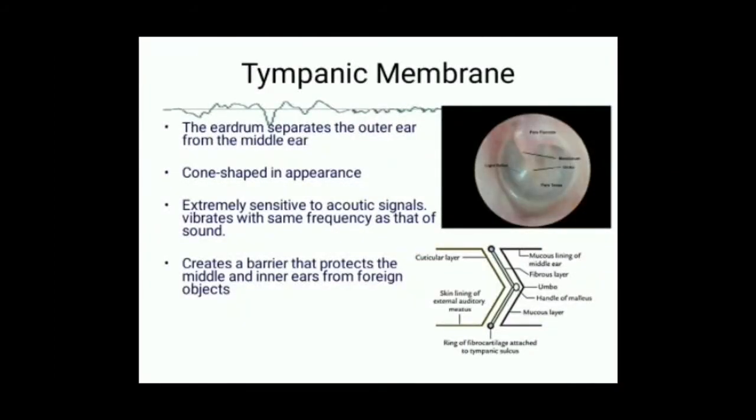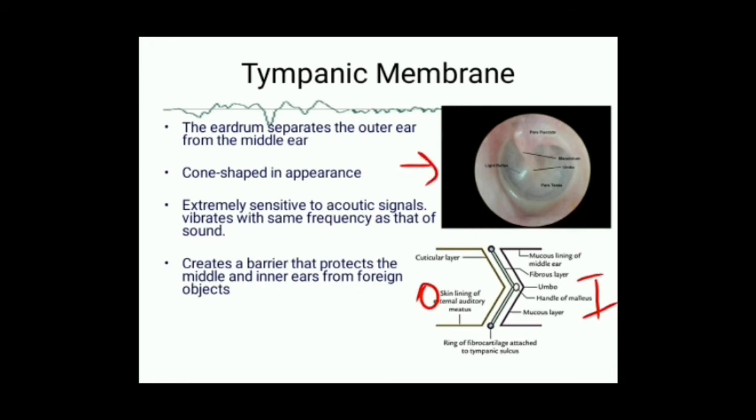Tympanic membrane, otherwise called the eardrum, separates the outer ear from the middle ear. This is the outer ear, and this is the inner ear. If you see the shape, it is like a shallow cone-like appearance, with the concavity towards the outer ear.